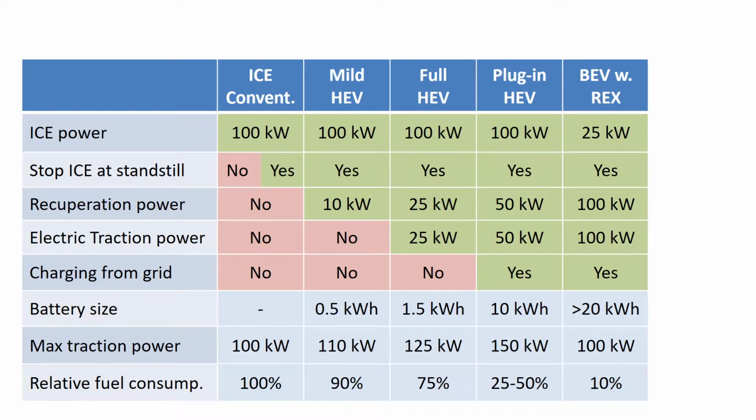Due to the bigger battery and the higher power of the electric machine, the range extender vehicle typically drives much more on electric energy from the grid than the plug-in hybrid. This leads to a very low fuel consumption in the order of only 10% of that of the conventional powertrain. The actual fuel consumption, of course, depends strongly on trip lengths and how often the battery is charged from the grid.